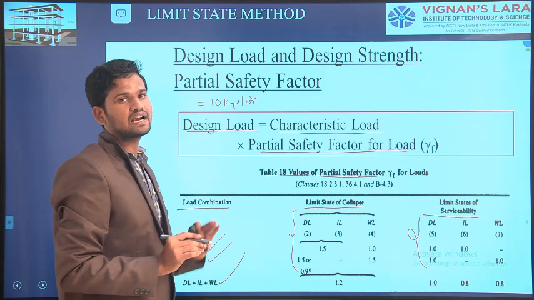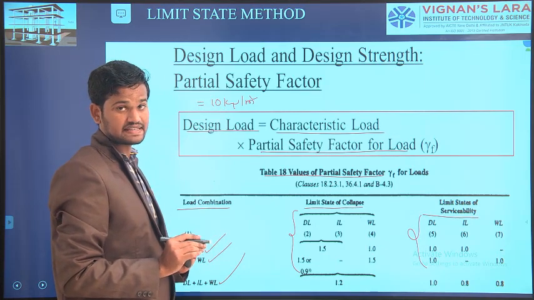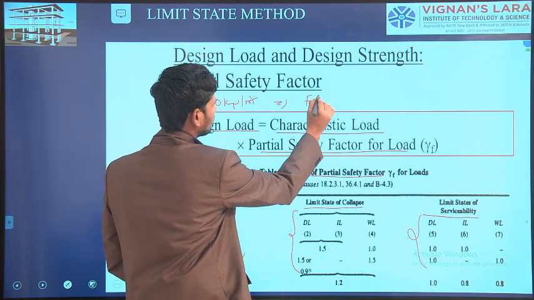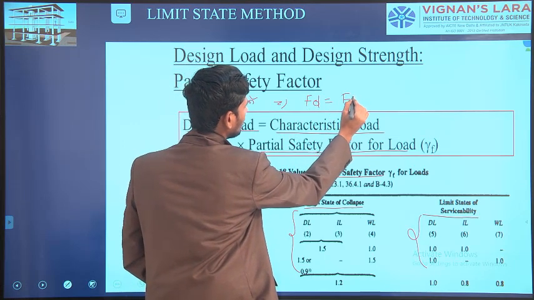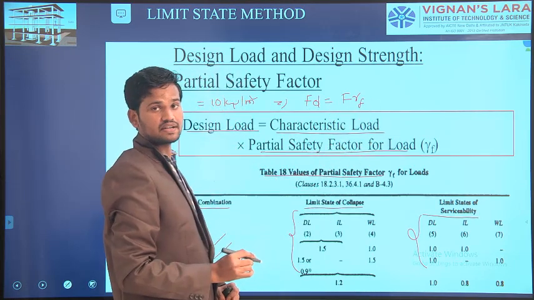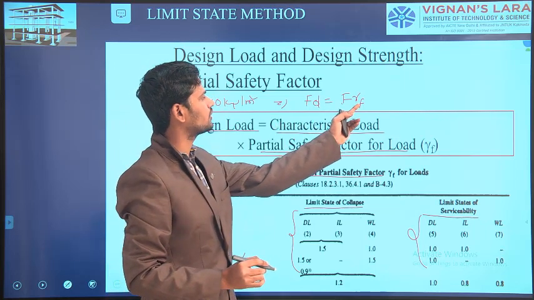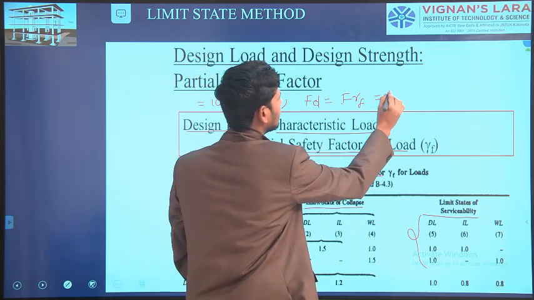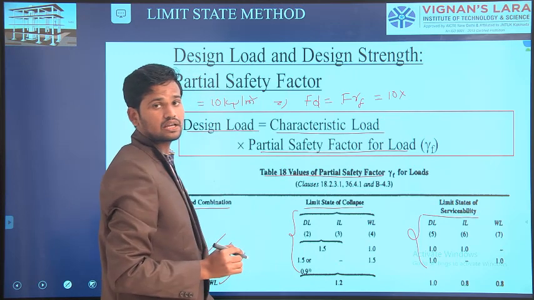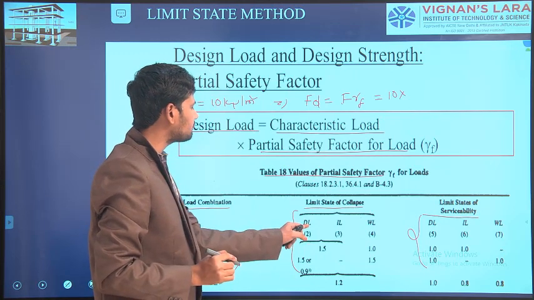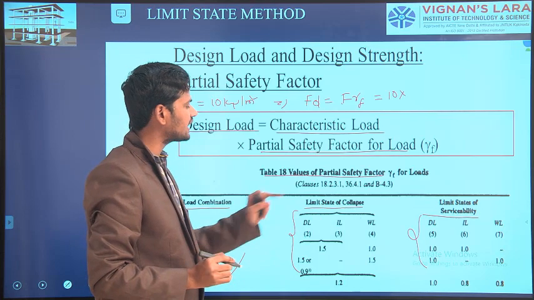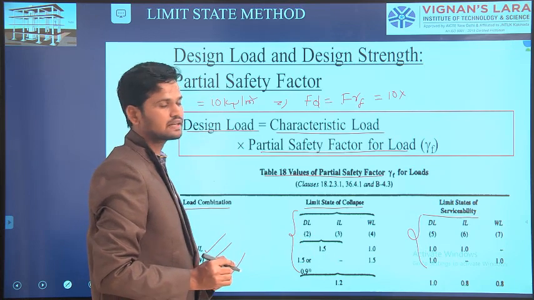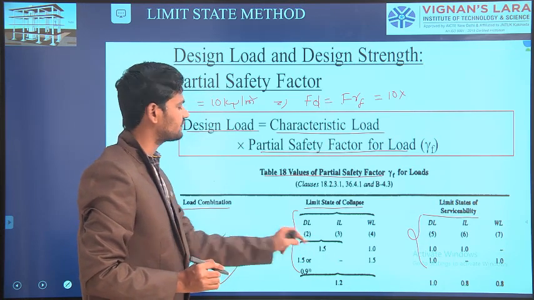Now I want to calculate the design value or design load. For design load, what do we have? Design load FD equals characteristic load into partial safety factor. Here the characteristic load I am taking as 10 kilonewton per mm square, and I am taking the partial safety factor under the condition of limit state of collapse. For limit state of collapse, for the dead load condition, I am considering the partial safety factor as 1.5.